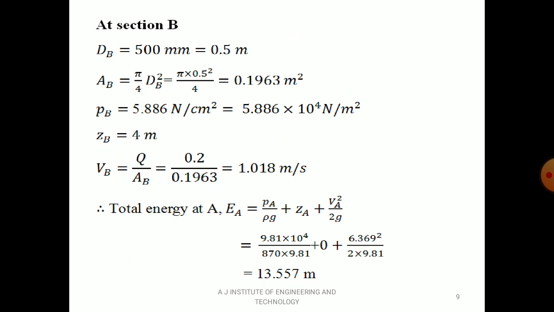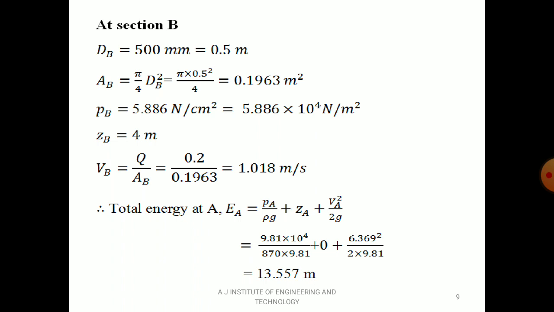Now the pressure at point B is given as 5.886 Newton per centimeter square. Centimeter is 10 to the power minus 2 meter, so it is whole square, centimeter square, 10 to the power minus 2 meter whole square. When it goes to the numerator, it becomes 10 to the power 4 Newton per meter square. So 5.886 into 10 to the power 4 Newton per meter square. ZB value is equal to 4 meter.